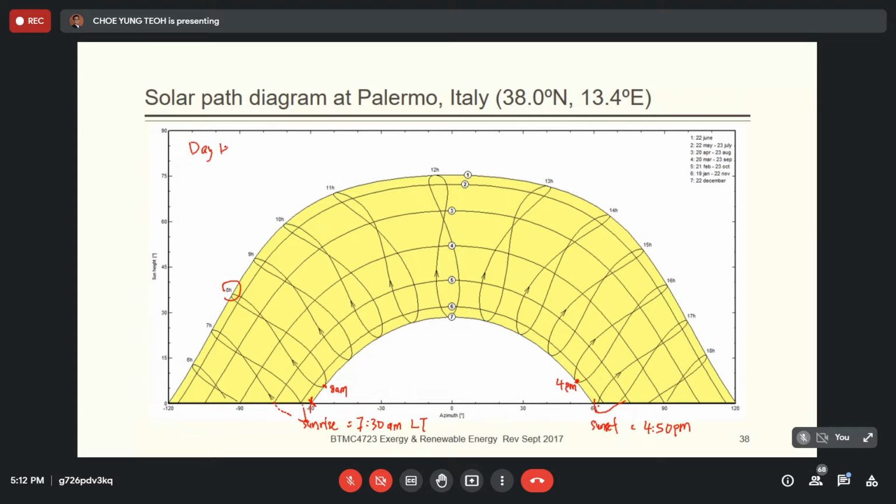Daylight is equal to, so 4:50 should be, yes, 4:50, that's correct. So 4:50 minus 7:30. Then we know the daylight. Okay. So the daylight is 9 hours and 20 minutes.